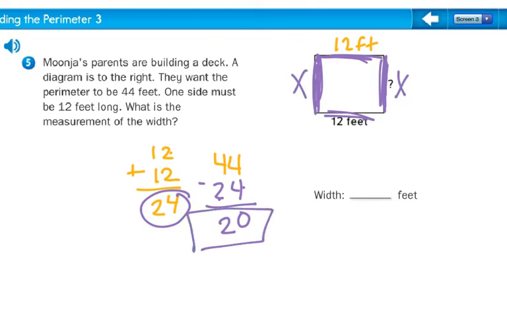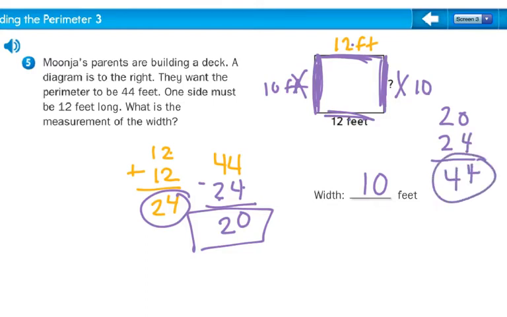So if I take 20 and divide it into two equal sides, these must each be 10 feet. So 10 and 10 is 20. We know that 12 and 12 is 24. We now have a length of all four sides of the perimeter being 44 feet.